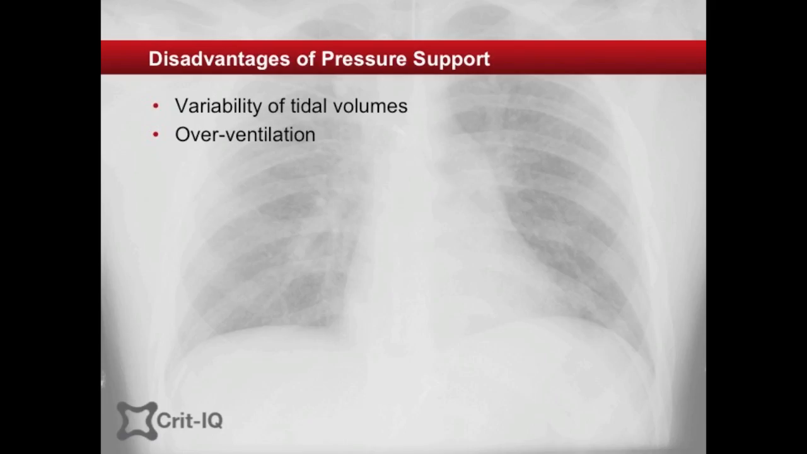The disadvantages of pressure support ventilation include the variability of tidal volumes and the potential to overventilate the patient. Also, failing to appropriately titrate pressure can impose a higher work of breathing than necessary and increase patient distress.